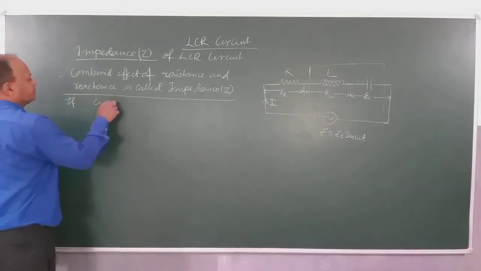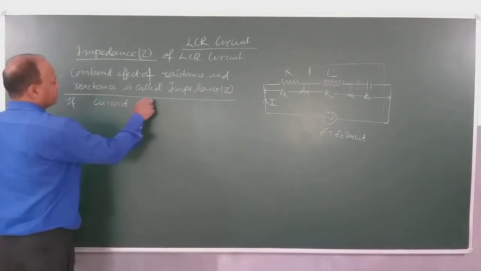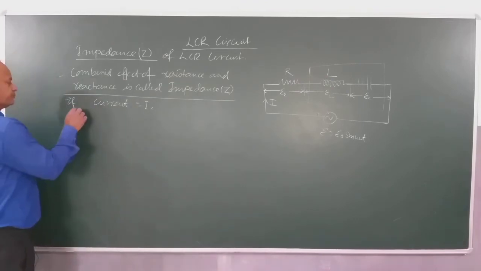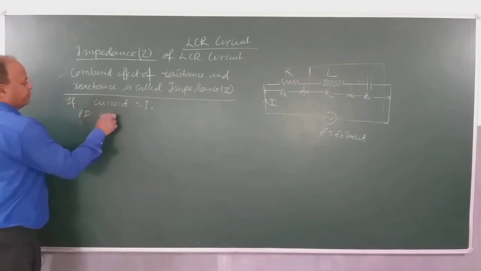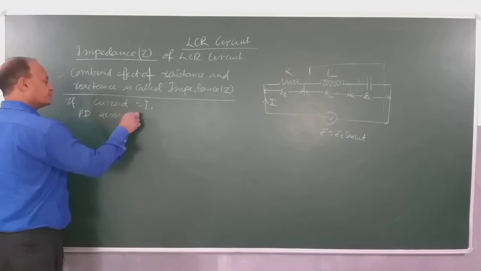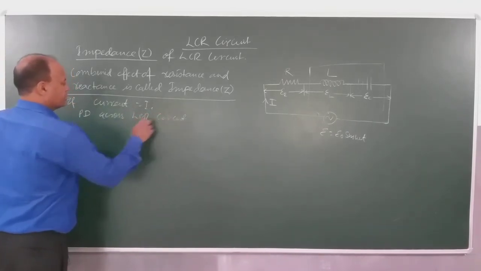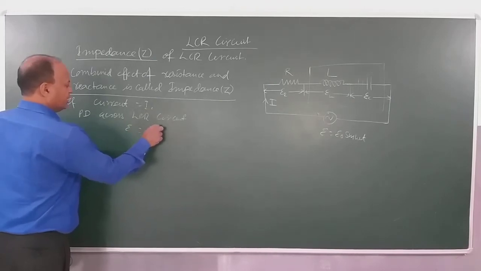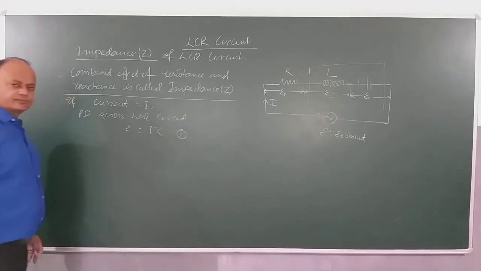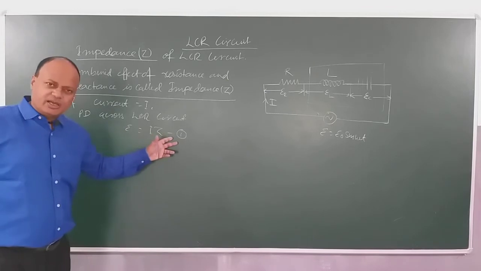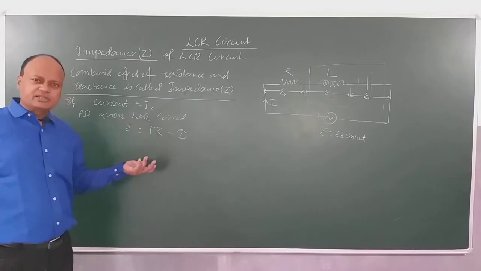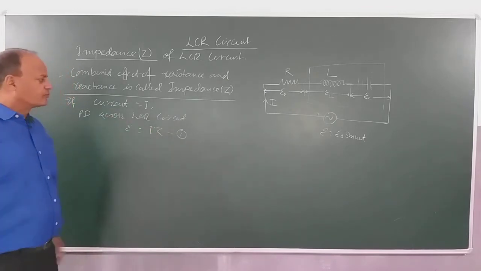We will say if the current is equal to I, then the PD across the LCR circuit, children, E will be equal to how much? I into Z. Just as V is equal to I into R, Z is the effective resistance, that is impedance.